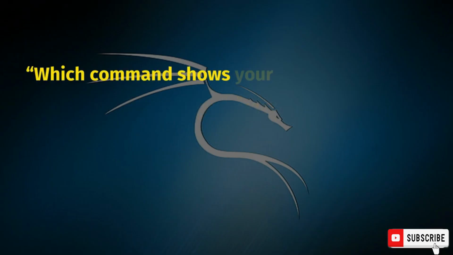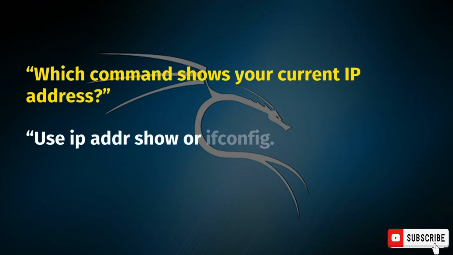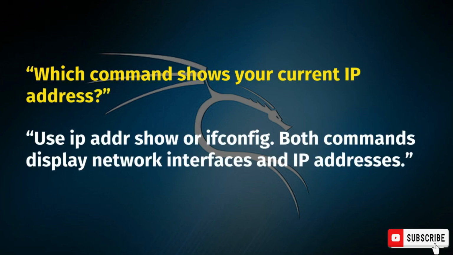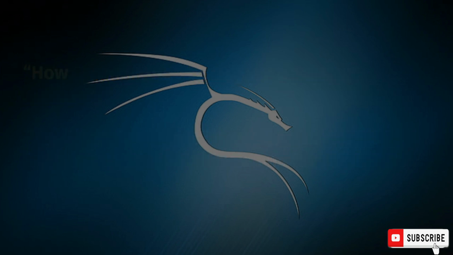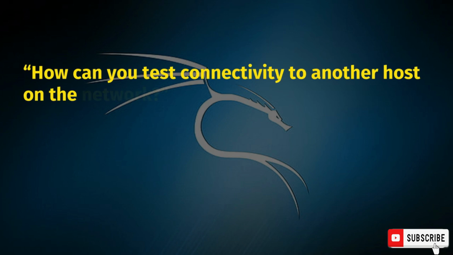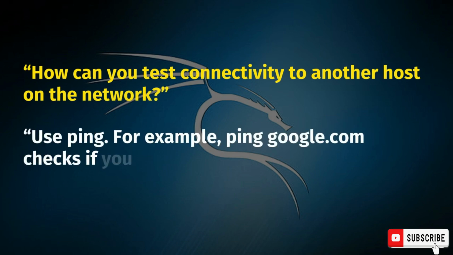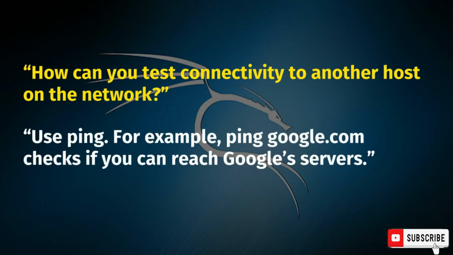Networking. Which command shows your current IP address? Use ip address show or ifconfig. Both commands display network interfaces and IP addresses. How can you test connectivity to another host on the network? Use ping. For example, ping google.com checks if you can reach Google's servers.